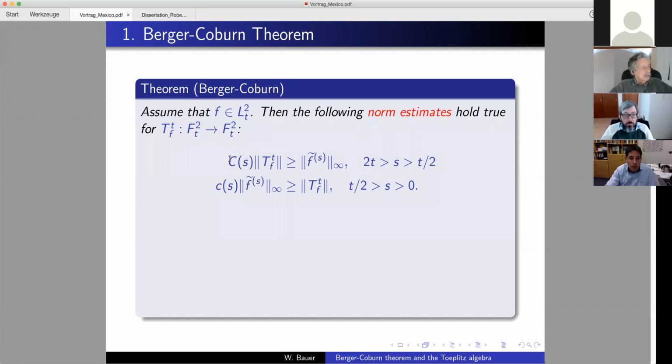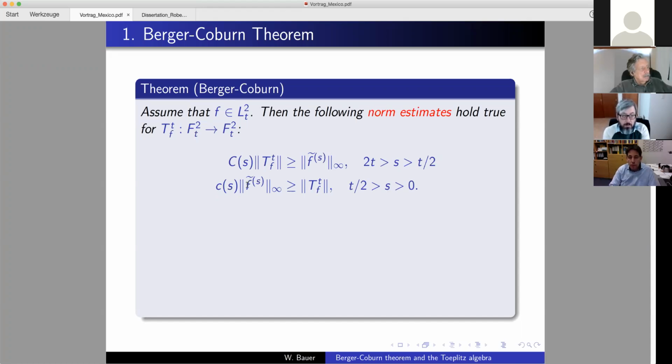So there's a constant C_s, where s is some number between 2t and t half, such that the operator norm of the Toeplitz operator is bigger or equal to the sup norm of the heat transform of that function F at some time s. So for large s, large meaning s bigger than t half, the operator norm dominates the sup norm of the heat transform. And for small s, which means s is smaller than t half, t that parameter in the Gaussian measure, you have the reversed inequality. So then the operator norm is bounded by the sup norm of the heat transform.